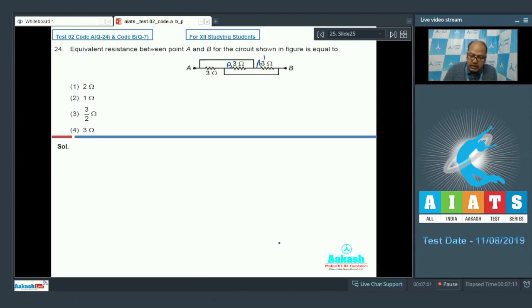We can see that all the three resistors are connected between A and B. So they are all in parallel, and 3 ohm, 3 ohm and 3 ohm in parallel will give us 1 ohm. Option 2 is correct. Let's go to question 25 now.